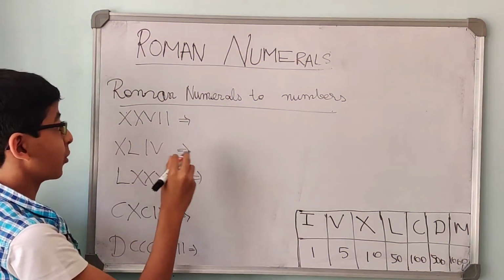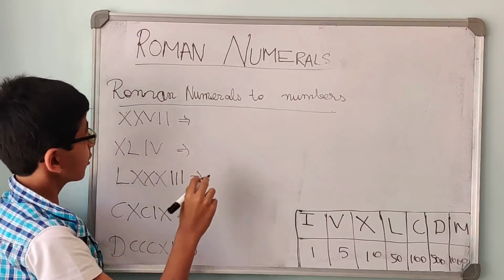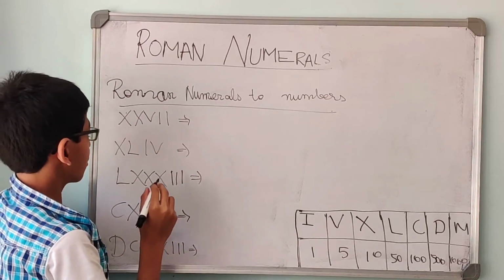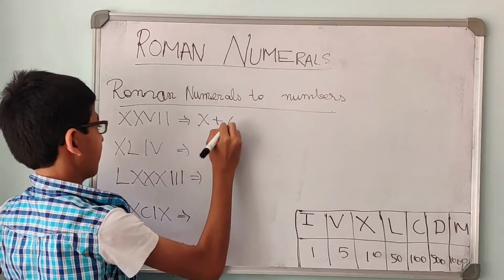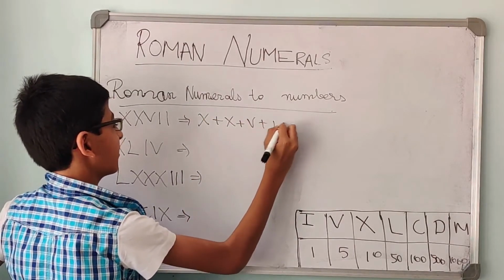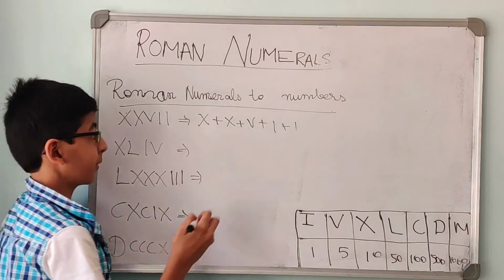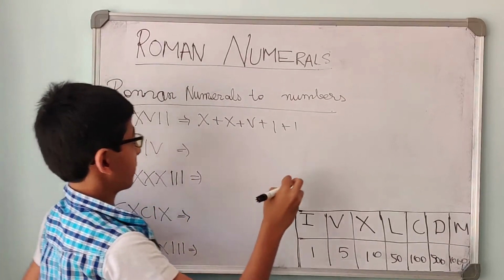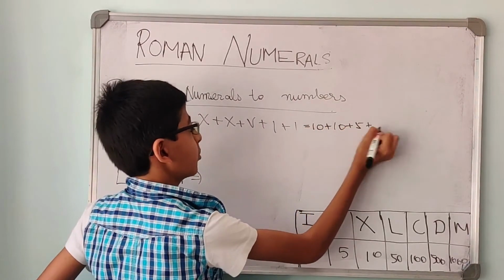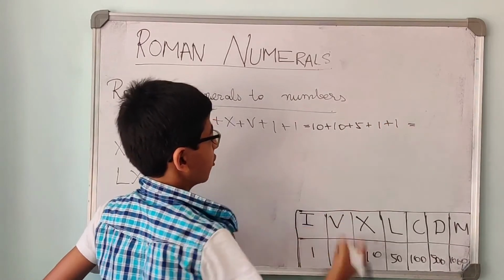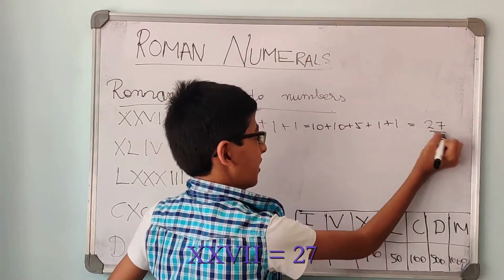So now let us convert Roman numerals to numbers. So let's see, XXVII. How do we write this as a number? So over here what we need to do is X plus X plus V plus I plus I, because no smaller number is written on the left of a bigger number. So 10 plus 10 is 20, plus 5 plus 1 plus 1 is 7. 20 plus 7 gives us 27.